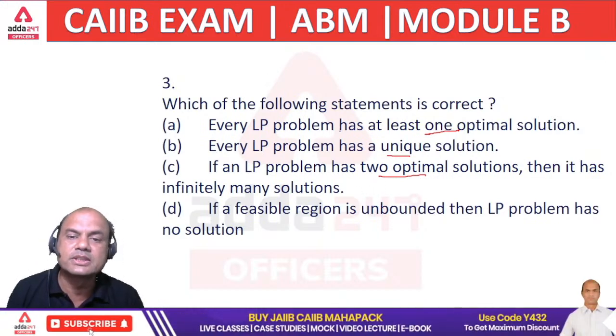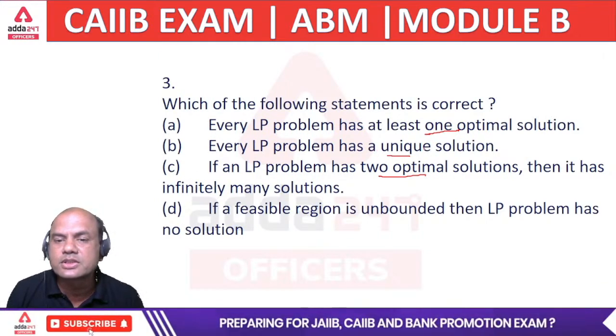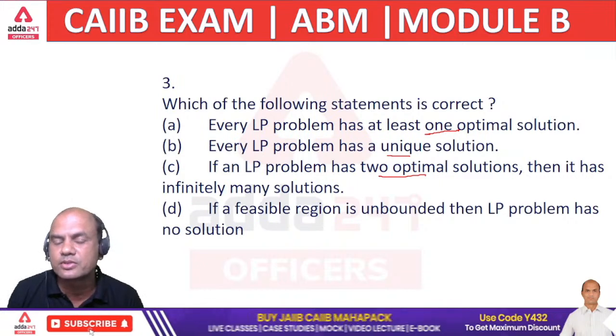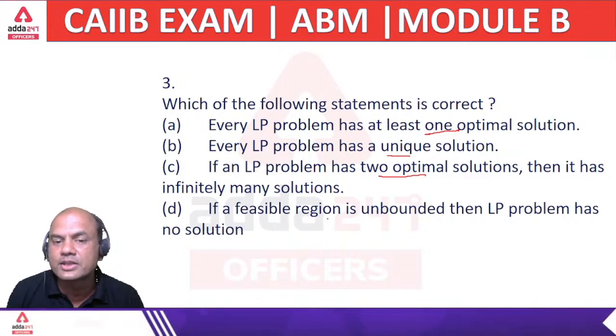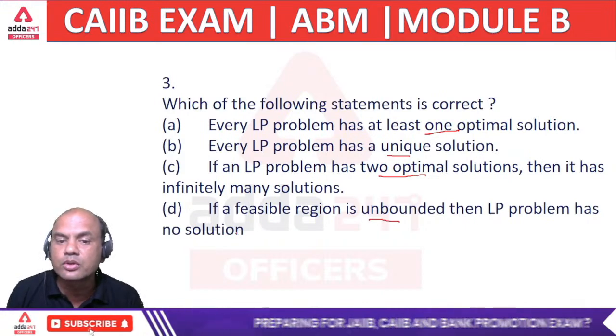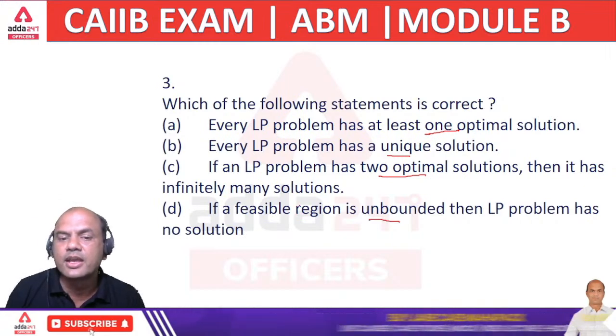Okay. So which is the answer over here? What do you think? A, B, C or D? One, optimal, unique solution; two, optimal solution: if an LPP has two optimal solutions, then it has infinitely many solutions. And third is if the feasible region is unbounded, then the LPP has no solution. Unbounded, then no solution. So which is the answer? A, B, C or D?